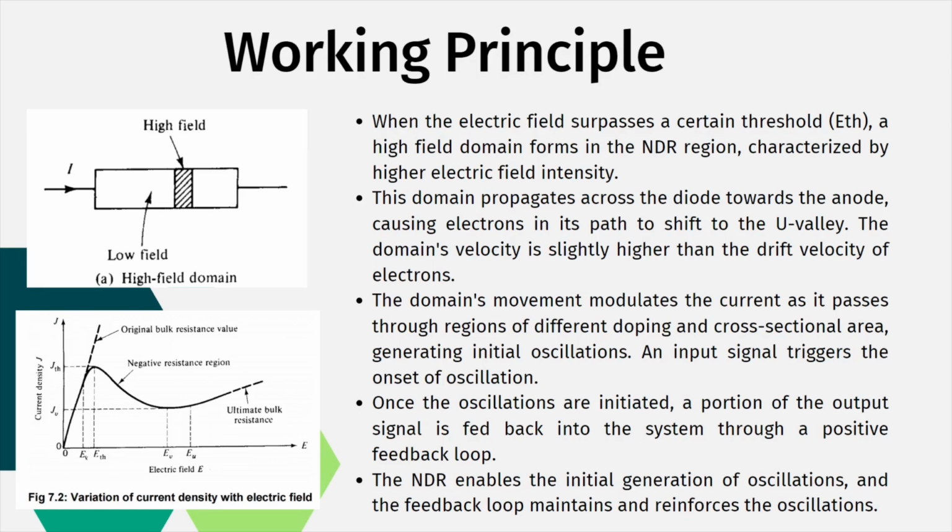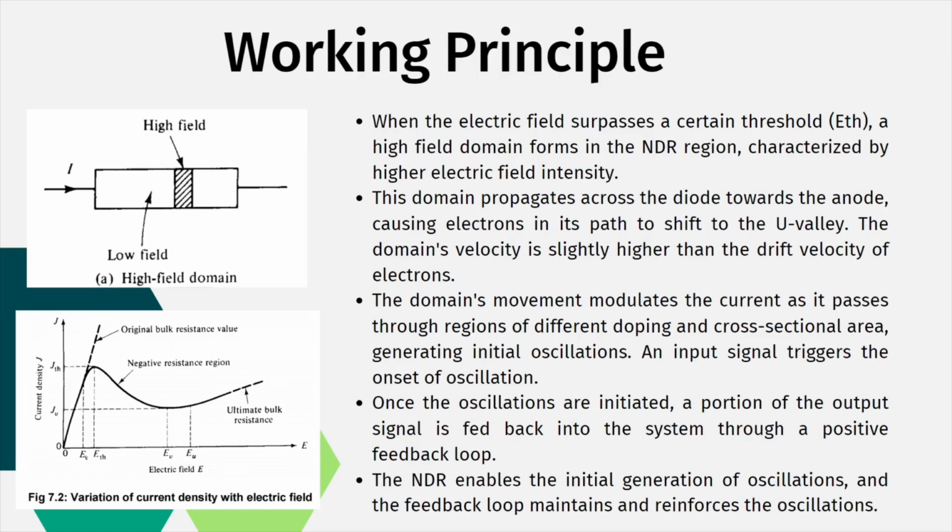The domain's velocity, its movement, is slightly higher than the drift velocity of the electrons. The domain movement then modulates the current as the domain passes through regions of different doping and cross-sectional area of the Gunn diode. As you can see on the previous slide, the Gunn diode consists of a few layers with different doping concentrations, which is the active region. This movement through different doping concentrations and cross-sectional areas will generate initial oscillation.